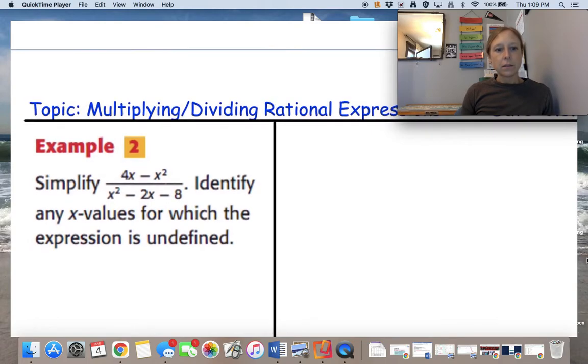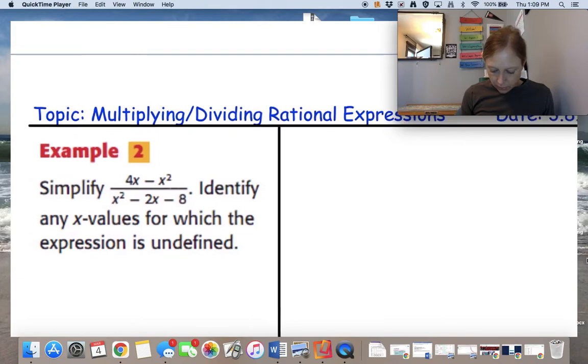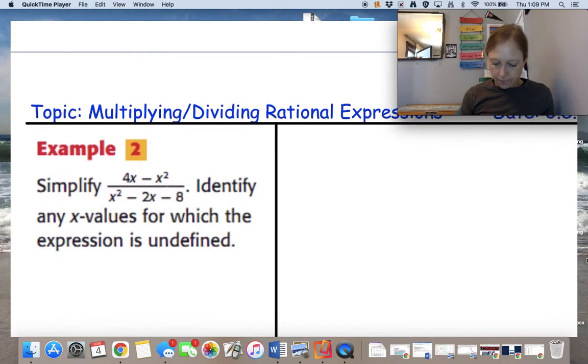All right, last one of these. Again, we are going to simplify and then identify for what values it's undefined. So I'm looking at my numerator, and this is not a quadratic trinomial. It is not a difference of squares, but I do see a common factor. I see that I can factor out an x, so I'm going to start with that. I'll factor out the x, and then I'll have a 4 minus x.